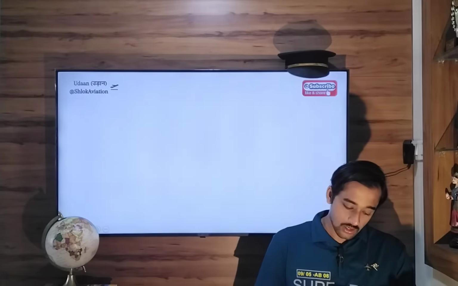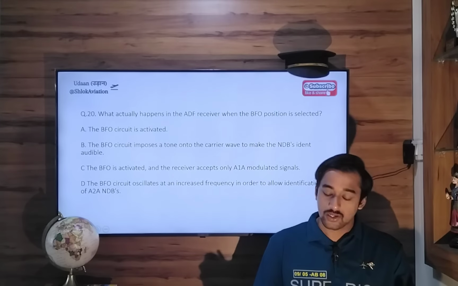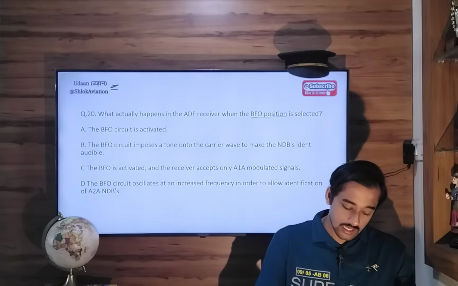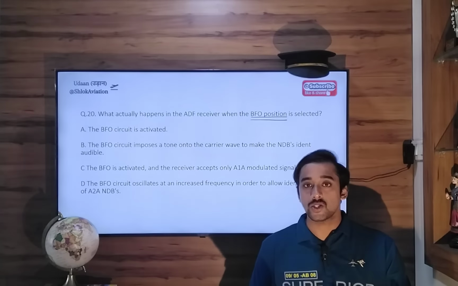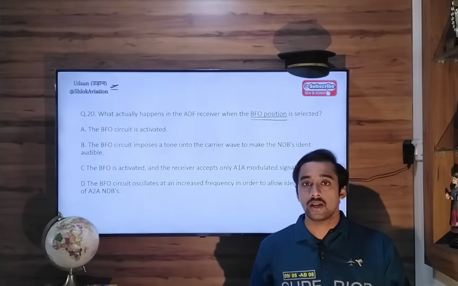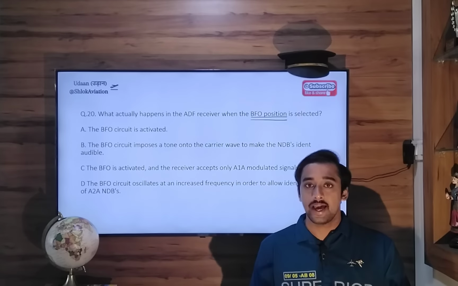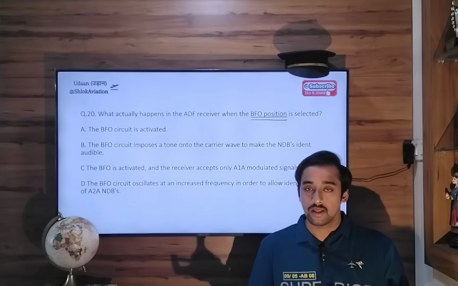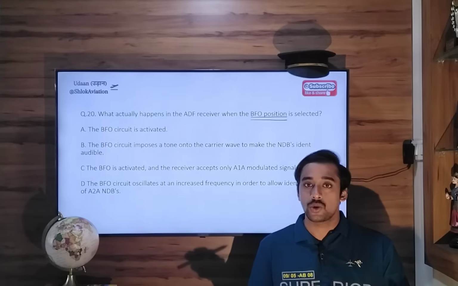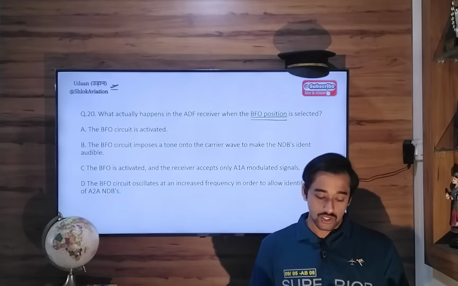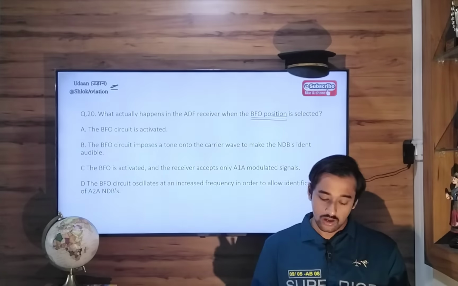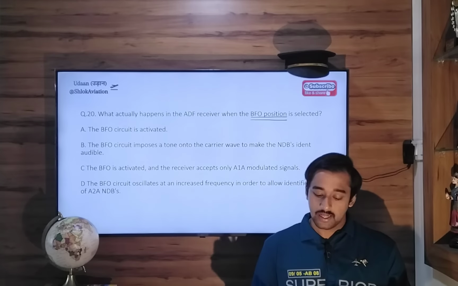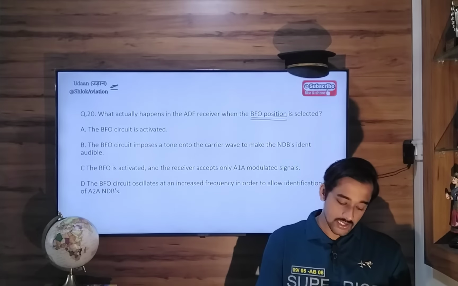Next, question 20. What happens in the ADF receiver when the BFO position is selected? I explained the purpose of the beat frequency oscillator: it superimposes an audible tone on the main carrier wave or signal so that you are able to hear the Morse code identifier. So the BFO circuit is activated and imposes a tone on the carrier wave to make the NDB ident audible. That is the correct one.